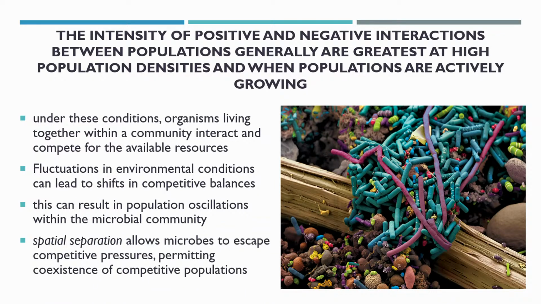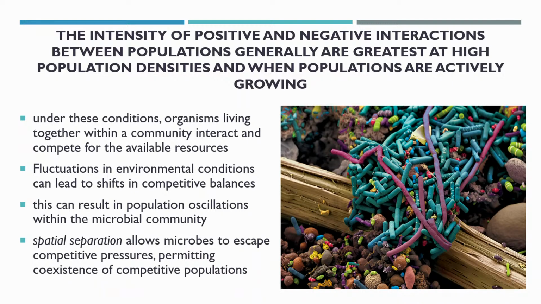So the intensity of positive and negative interactions between populations, because remember, there's both happening in this community, generally is greatest when you have high population densities and when populations are actively growing. That would make sense. That's pretty intuitive. Under these conditions, with high population densities, active growth, and a lot of metabolic activity going on, organisms living together within the community interact and compete for available resources.